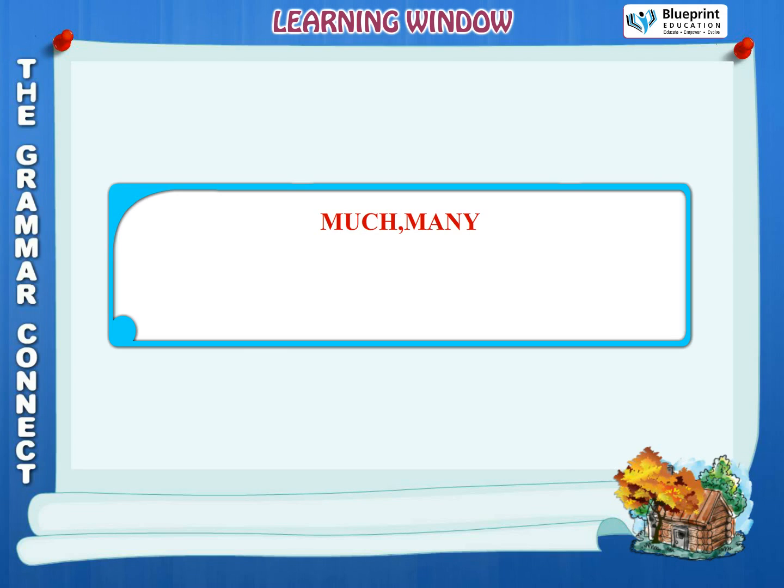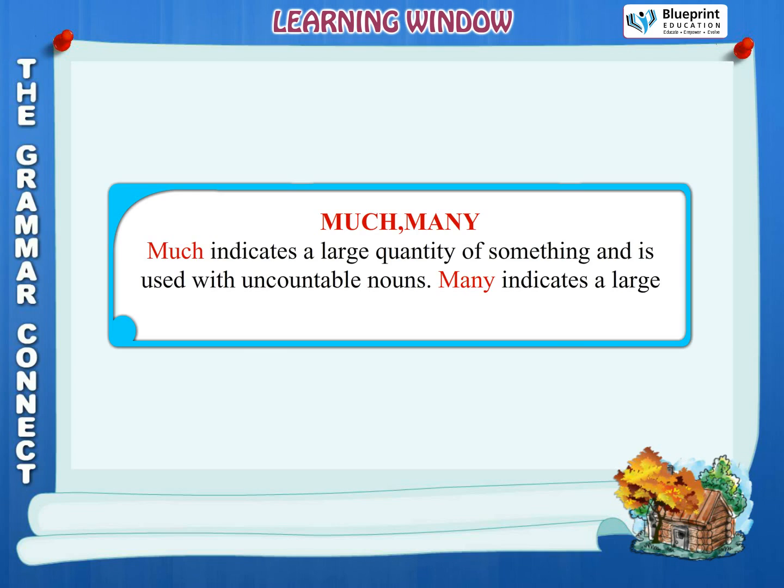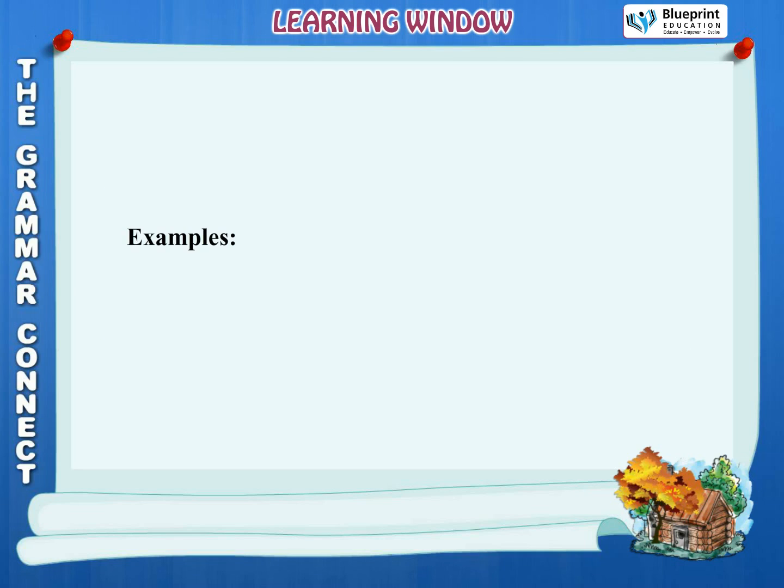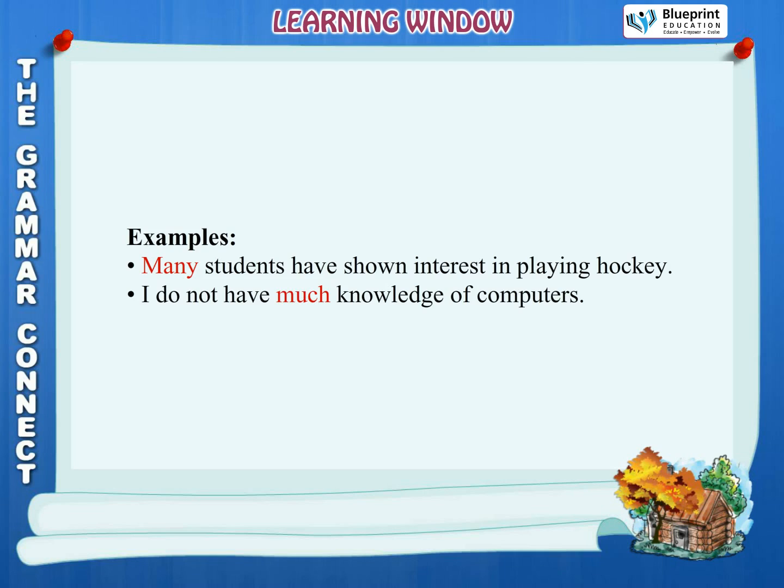Much, many. Much indicates a large quantity of something and is used with uncountable nouns. Many indicates a large number of something and is used with countable nouns. Examples: many students have shown interest in playing hockey. I do not have much knowledge of computers.